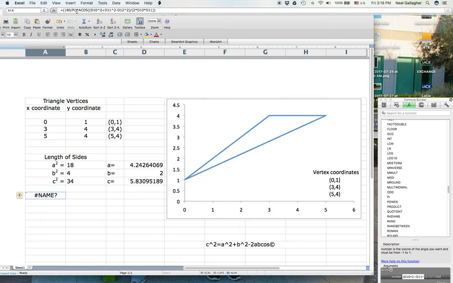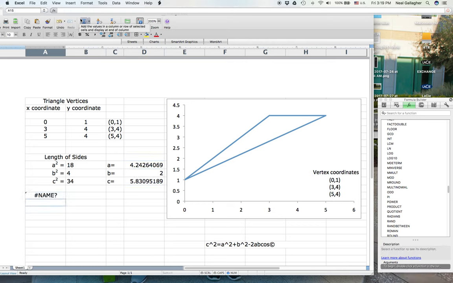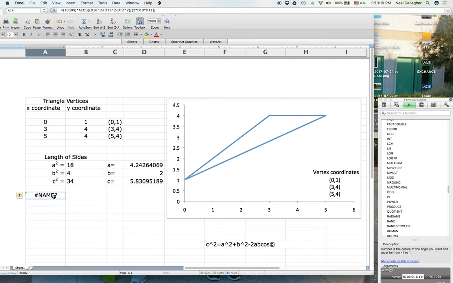Okay, 180 divided, it's still lowercase. Wait a minute. This is uppercase. Delete. Uppercase I. Now what? It still doesn't like it. Here, let me just write in what pi is, and I'll look over that later. Okay.